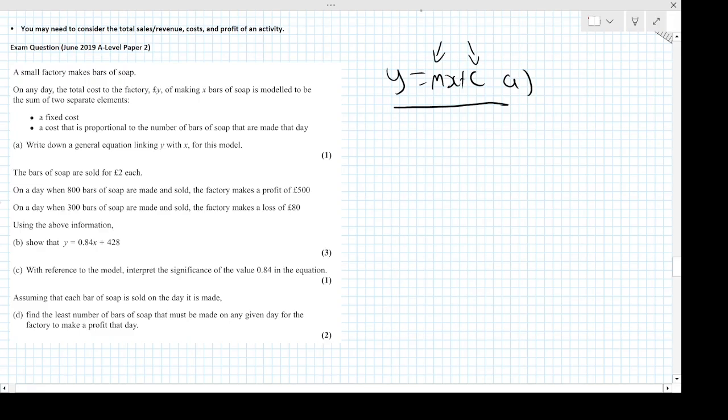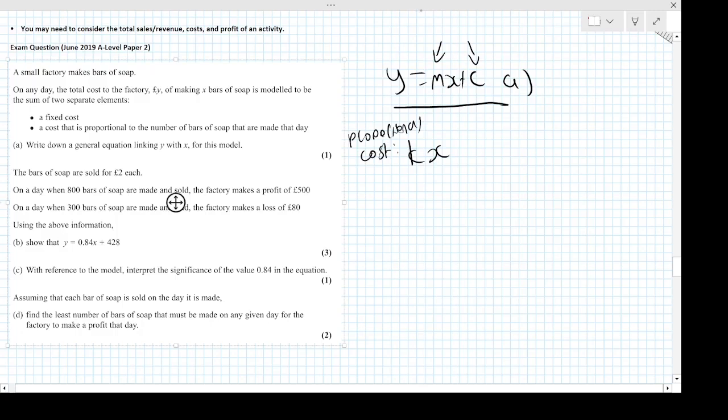So we are told there's a fixed cost and the cost that's proportional to the number of bars of soap. Well, let's have a look at that. The cost, we know what proportional means. It means proportional to the number of bars of soap, which is x. So that means it has to equal kx, right? This proportional cost. Think back to the direct proportion stuff I talked about at the start.